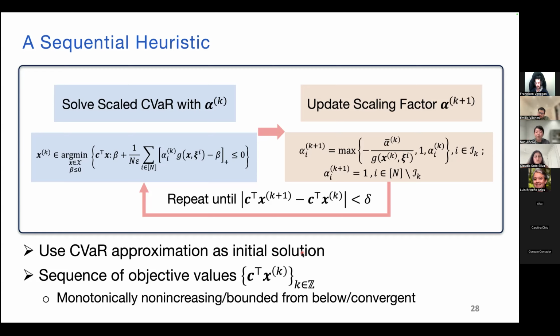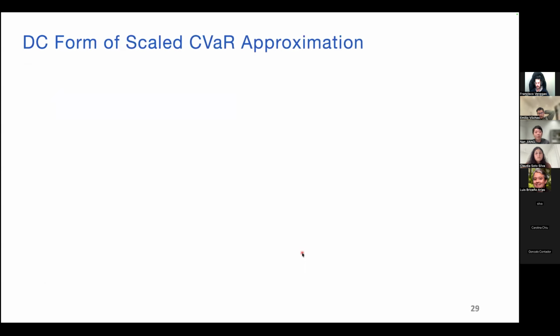So this is the first heuristic we develop. We also develop another heuristic, and this heuristic is based on the problem structure. Because right now we know this problem is bilinear, so we can use the DC form of the scale CVaR approximation. We can use the fact that 4xy can be denoted in this way.